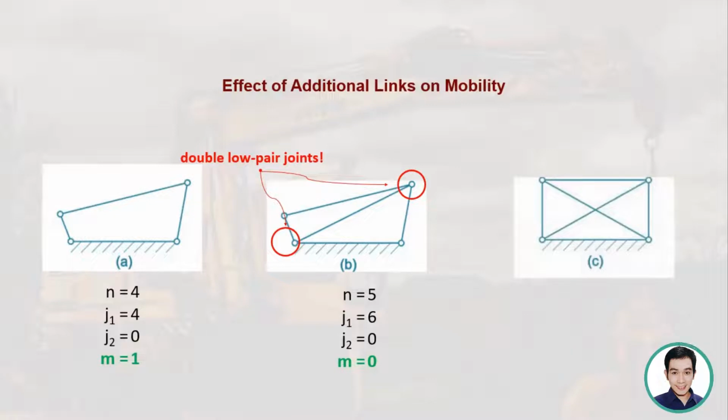And finally, when we add another diagonal link, we find that the mobility becomes -1. So the effect of adding links is to decrease the mobility. From a mobility of 1, it became 0, then it became -1. That means if you have a mechanism and you want it to become steady, you just add another link. Or if you have a preloaded structure and you want to save, for example, parts, then you may remove that part so that you can have a mobility of 0.